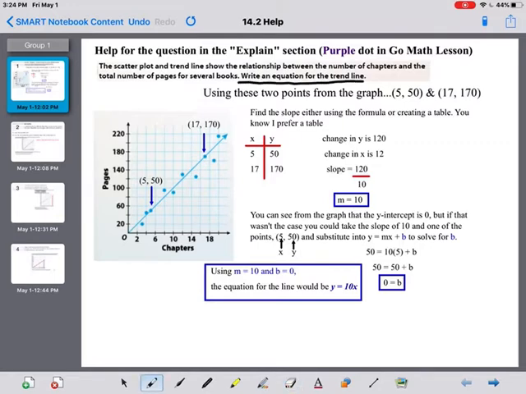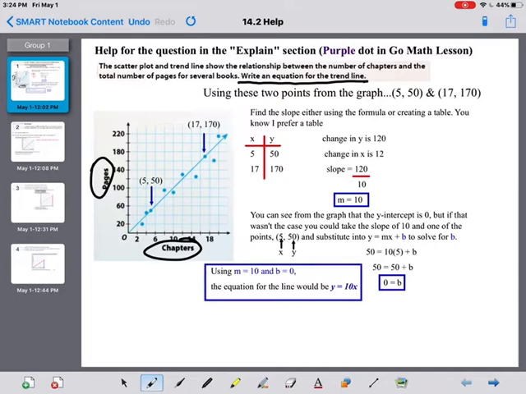So the scatter plot and trend line show the relationship between the number of chapters and the total number of pages for several books. And they want us to write an equation for this line. So you can see the x values at the bottom of the graph represent the chapters. And the y values on the side represent pages. And we know in order to write the equation of a line, we need to know the slope and the y-intercept. So there are 2 points within this explain question that they use, but they use it using the slope formula, which I know is a little confusing for some of you.